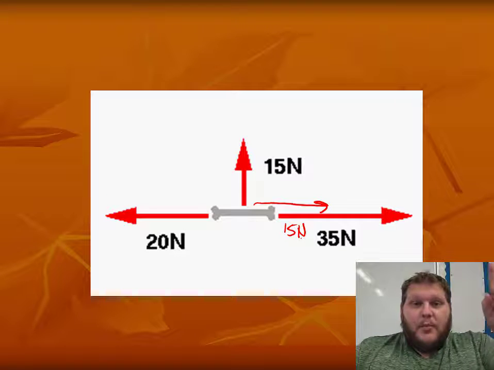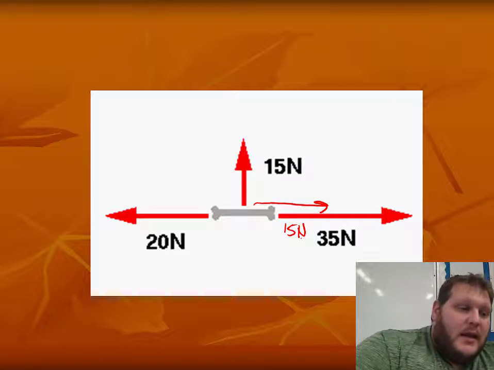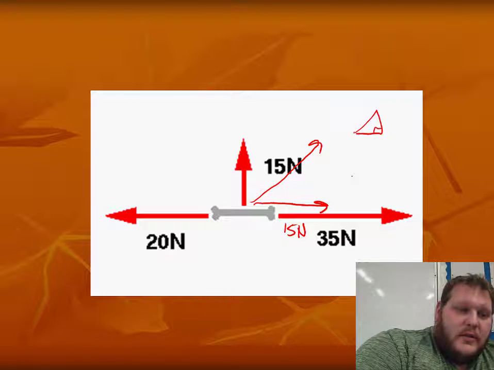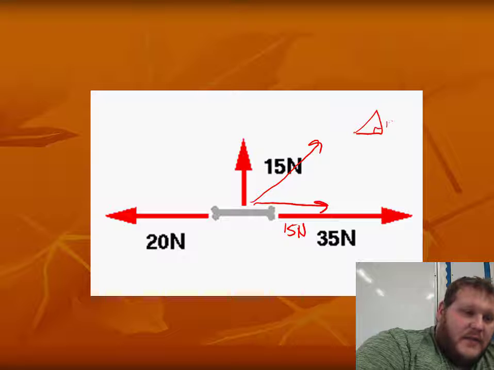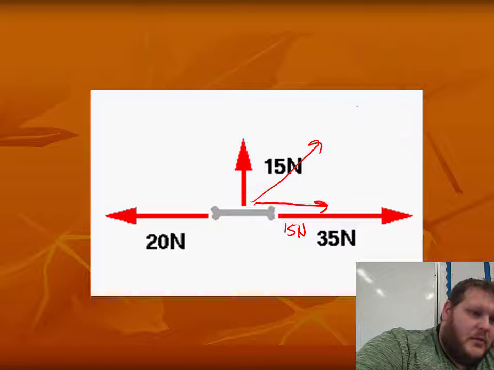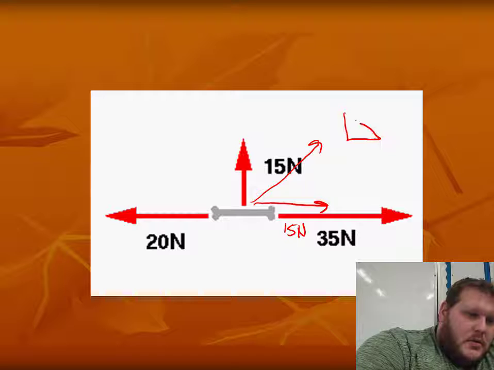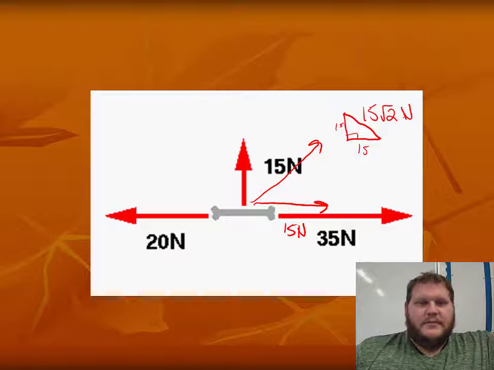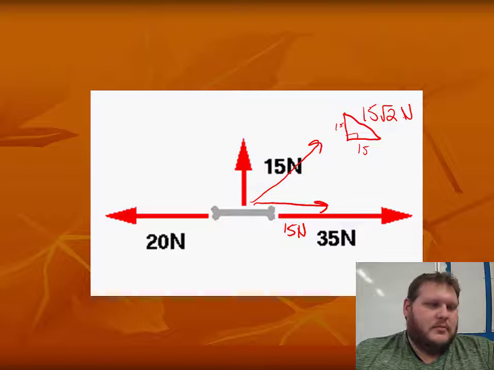So if I've got 15 newtons pulling up and 15 newtons pulling right, the end vector is going to be at 45 degrees this way, and I've got to do a little right triangle. 15 up, 15 over. So this is going to be 15 square root of 2 newtons, and that's going to be at 45 degrees from the horizontal.